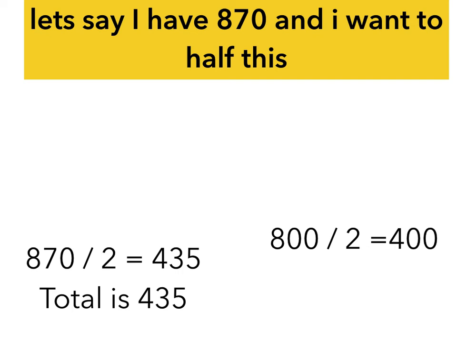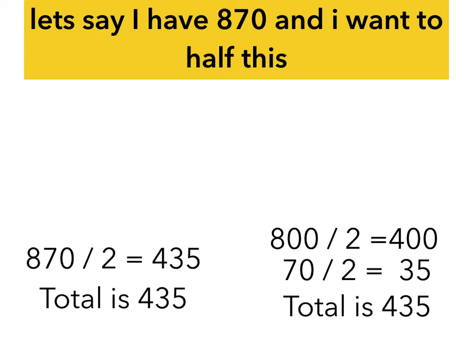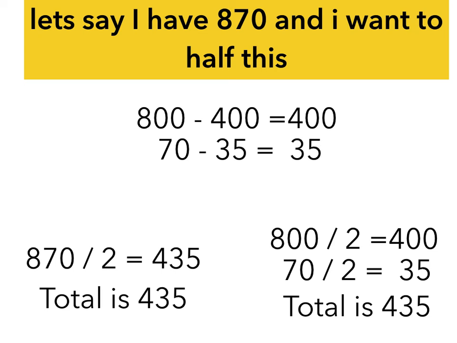So we basically split the number to make it easier. We take 800 first and we divide that by 2, which will give us 400, and then with the remainder, the 70, we divide that by 2, which will give us 35. Now we add these two numbers together and it becomes 435. Or we can simply go ahead and halve the number. So 800 minus 400 is equal to 400, and 70 minus 35, which is half of 70, is 35. The total is again 435.